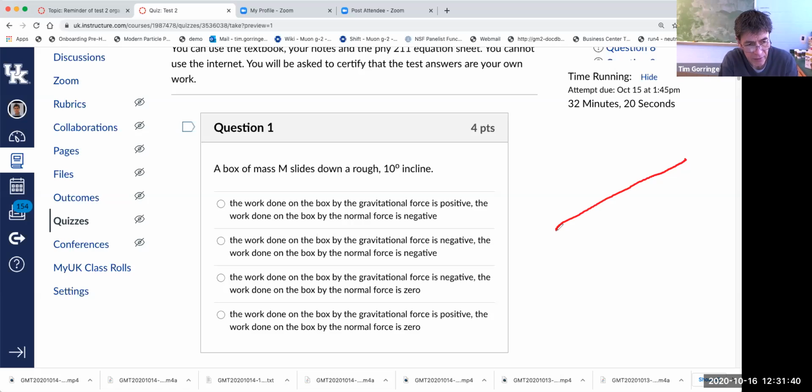So here's my incline. Here's my box. And it's sliding down the incline, like so. And this box is experiencing several forces. There's gravity, there's friction, there's normal force. The question's about the gravitational force and about the normal force. So I'm going to draw all the forces, but I'm going to really focus just on gravity and normal force.